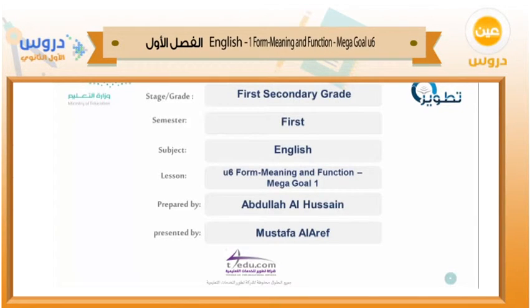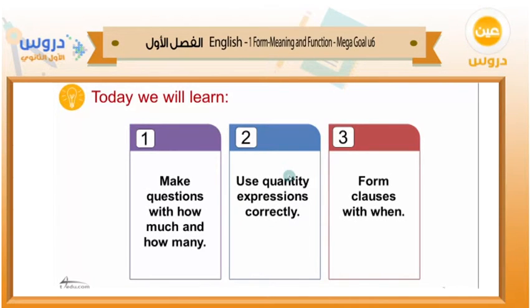Today from your book Megago 1 we have some meaning and function to form for you in this lesson. If we get started with what we'll learn today, as you can see we have three major objectives. Number one, we're going to make questions with how much and how many. Two, we're going to use quantity expressions correctly, and finally form clauses with when.